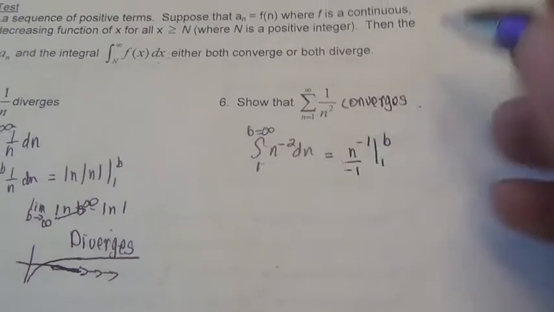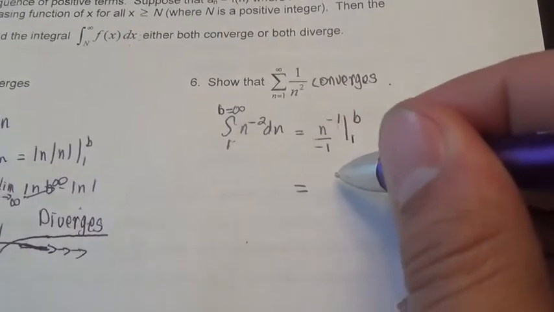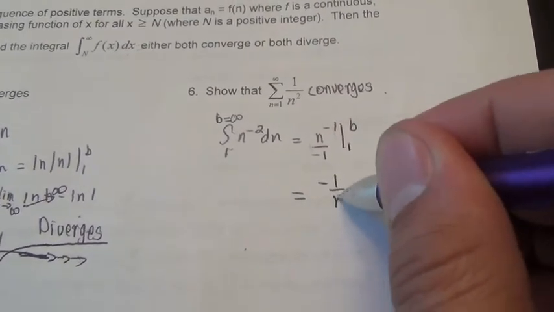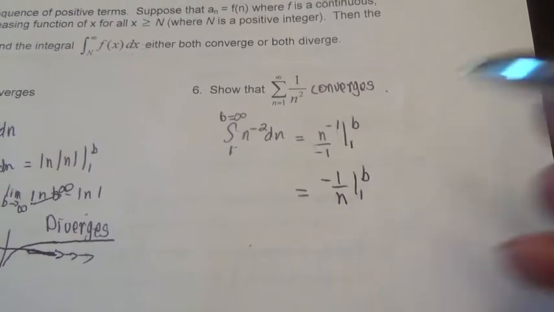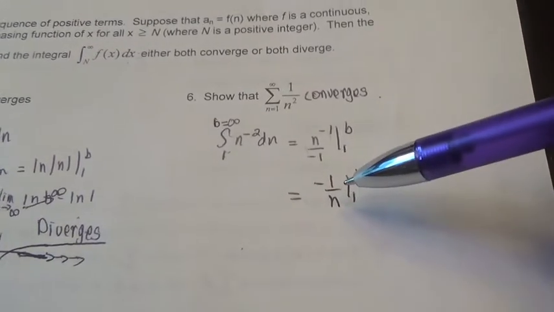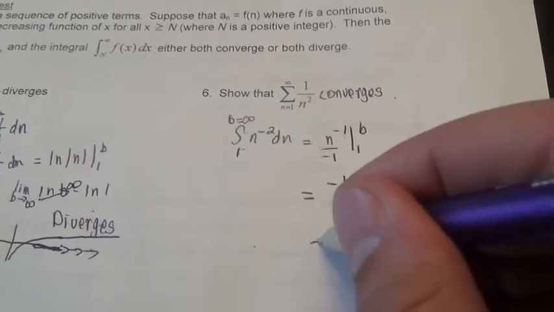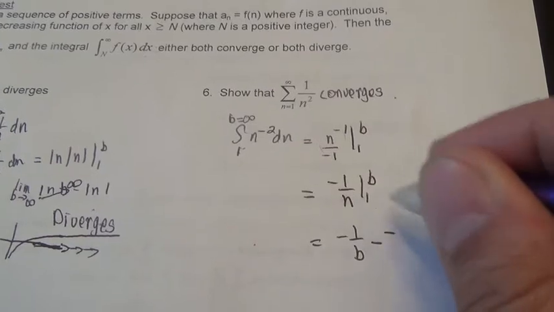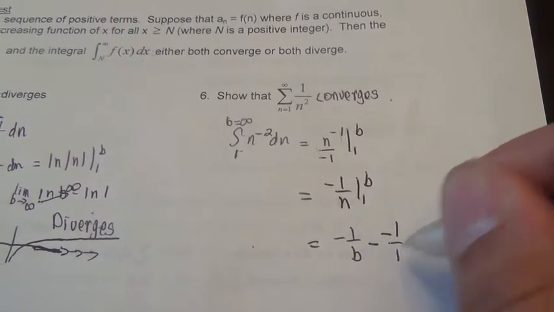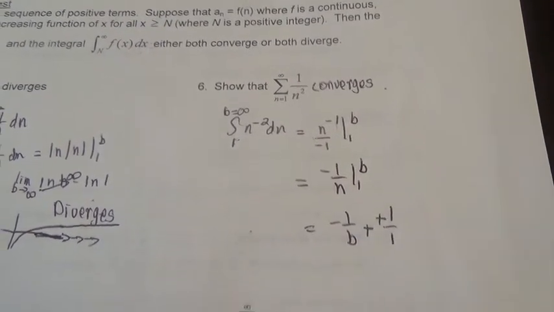Let's see here. All right, rewrite this as a negative 1, from 1 to b. That's my wife's cat, by the way, not mine. So we just rewrote this, negative 1 over n. Plug in your upper limit, so negative 1 over b, minus a negative, plug in your lower limit, 1 over 1. So this ultimately ends up being a plus 1.